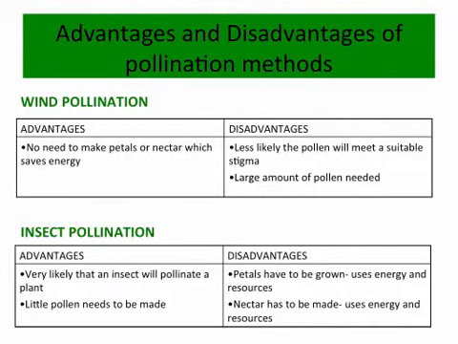Now, each method of pollination has its own advantages and disadvantages. Obviously, with wind pollination, the plants don't need to waste energy making nectar or petals. However, it's much less likely that the pollen will meet a suitable stigma and they need to produce a large amount of pollen. For insect pollination, it's very likely that an insect will pollinate the plant, so they hardly need to make any pollen. However, petals have to be grown, and that takes a lot of energy, and it also takes a lot of energy and resources to produce nectar.